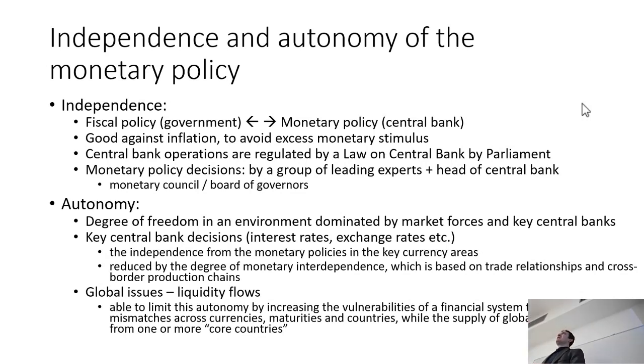Especially if you are an open and small economy or an emerging one where some of the capital is coming from abroad, then this will be even more relevant. And not just the key central banks are really important here, but also since trade relationships and cross-border production chains are linked together, so these will also be limiting factors. And of course, liquidity flows. So global issues, any global shock will have an impact on the level of autonomy.